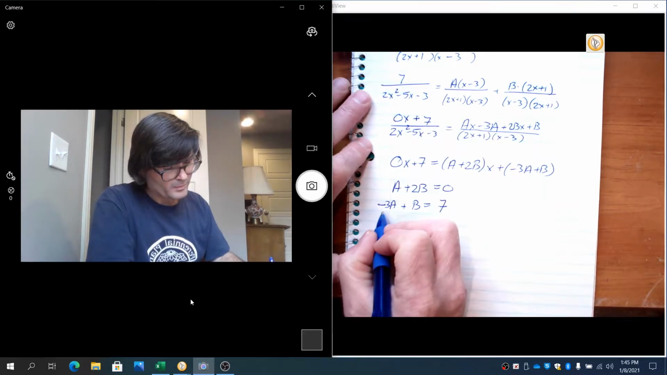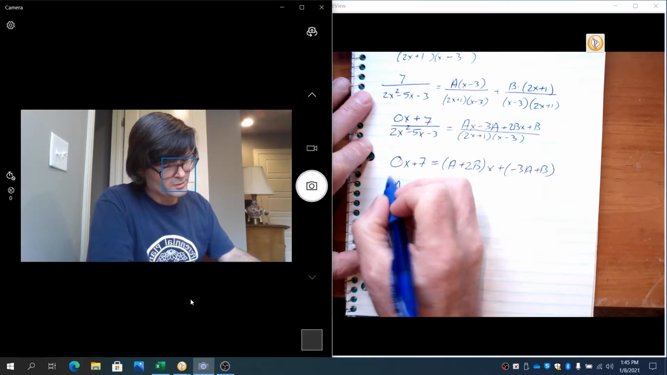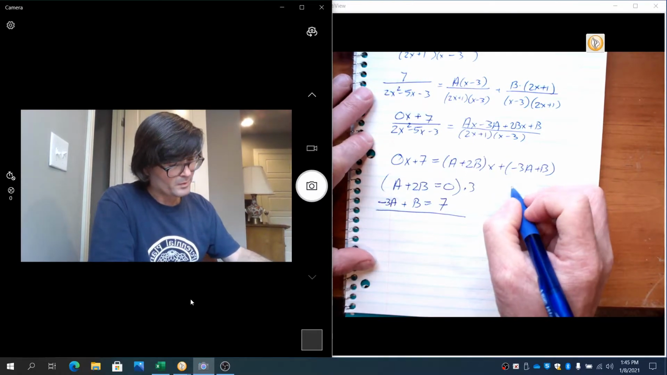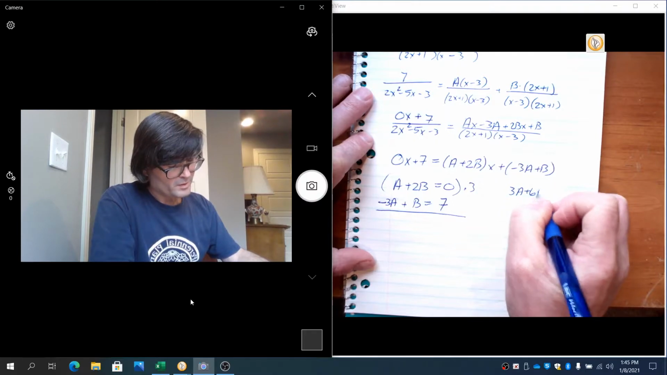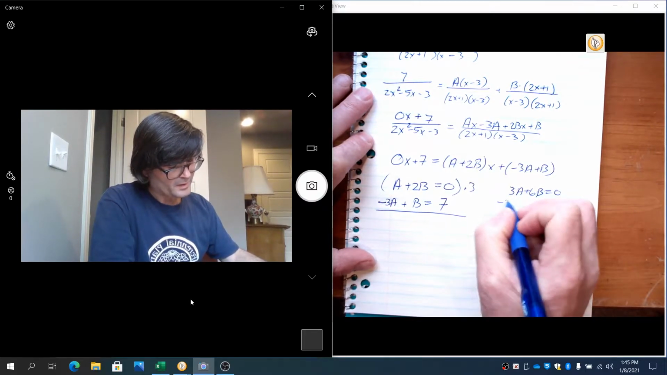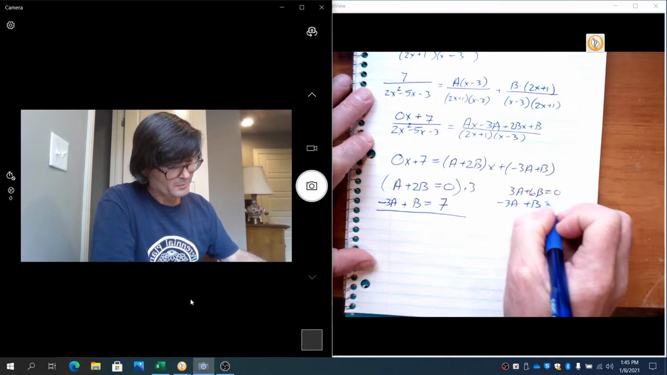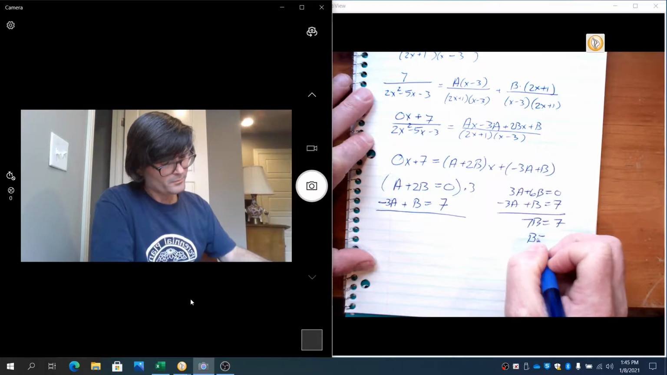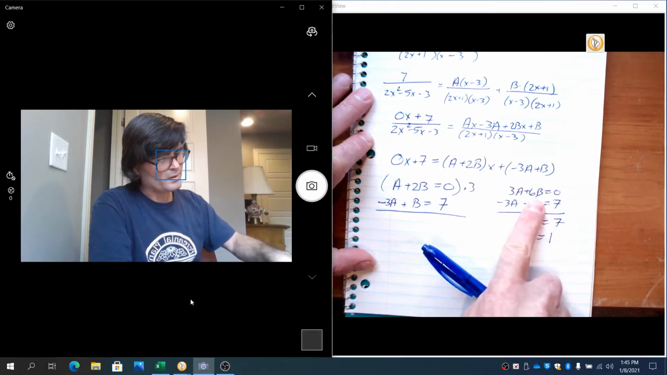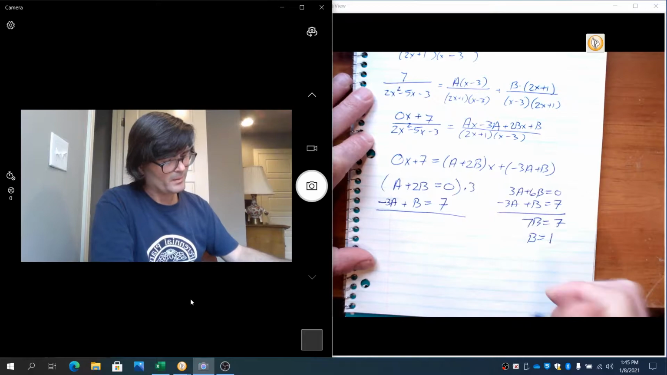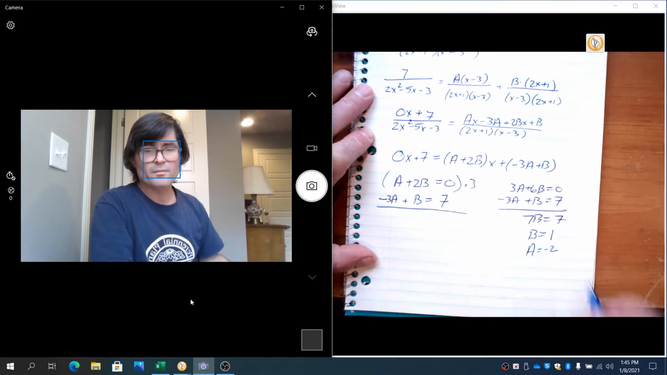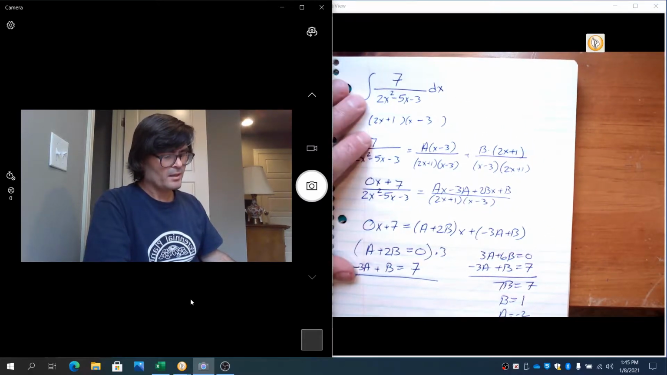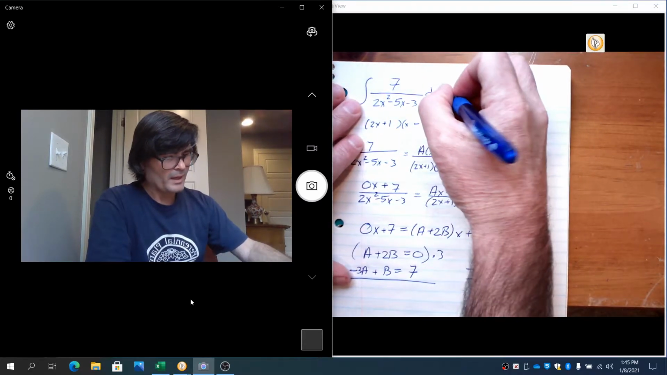And now we truly are back to algebra 1. I'm going to choose to just multiply this top equation by 3. So we get 3a plus 6b equals 0, and minus 3a plus b equals 7. So 7b is 7, and b is 1. If b is 1, here that's 6, and then a would have to be minus 2. So we'll go back upstairs.